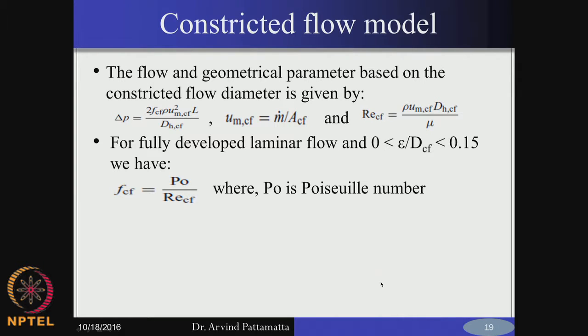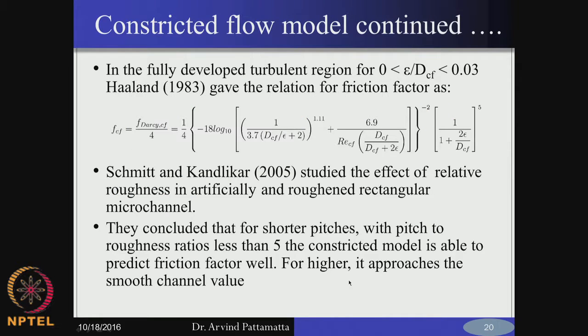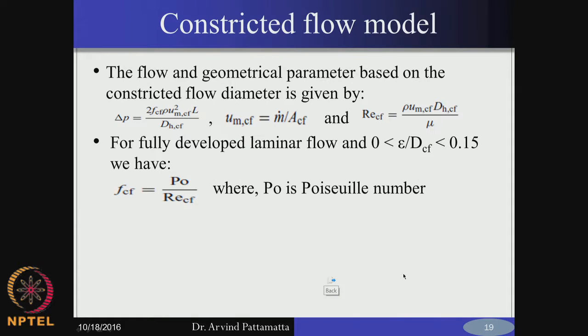So, your relation is still the same, the Poiseuille number is still the same, only the definition of the Reynolds number is now based on the diameter of the constricted flow and velocity of the constricted flow. So, this is for the laminar case.